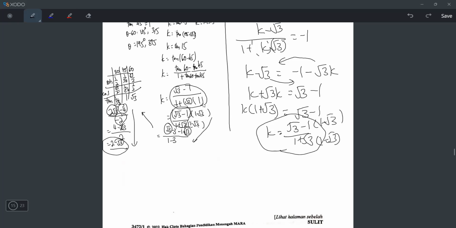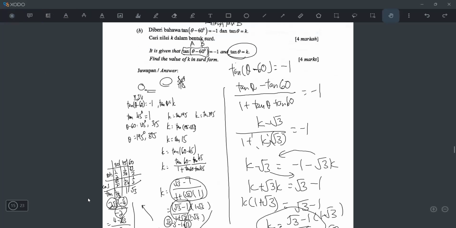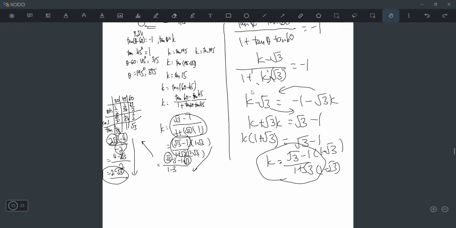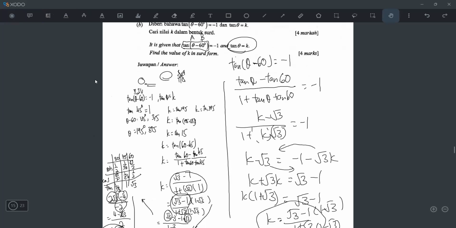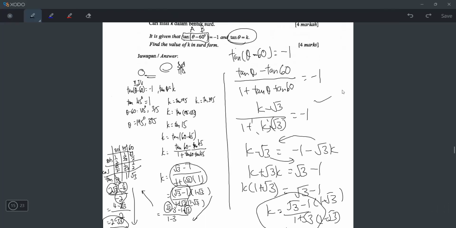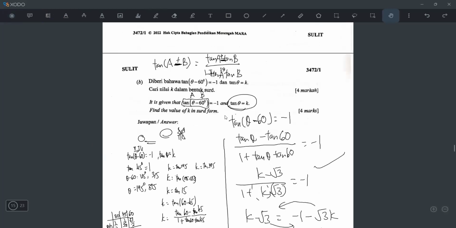Yeah, so both methods work. Okay, so I show you both methods. You can just choose one of them. Okay, but actually I prefer doing it like this. Yeah, but yeah, can also. All right, so 4 marks.